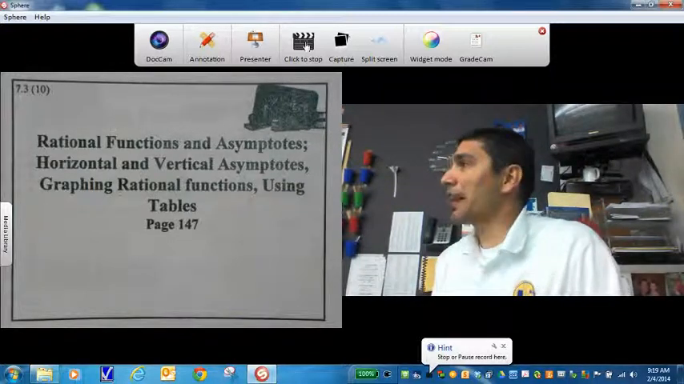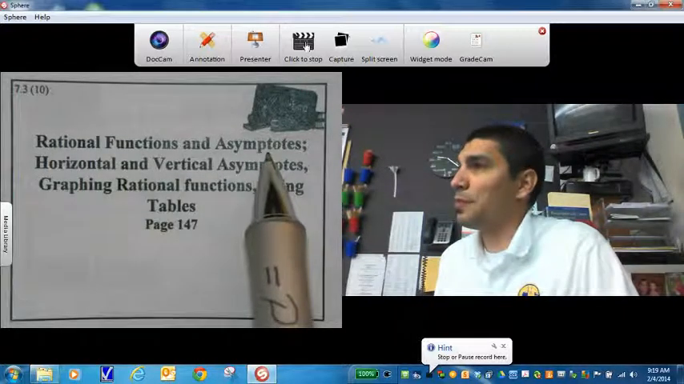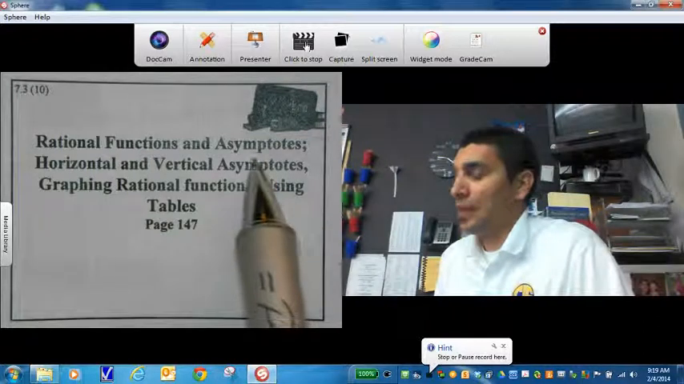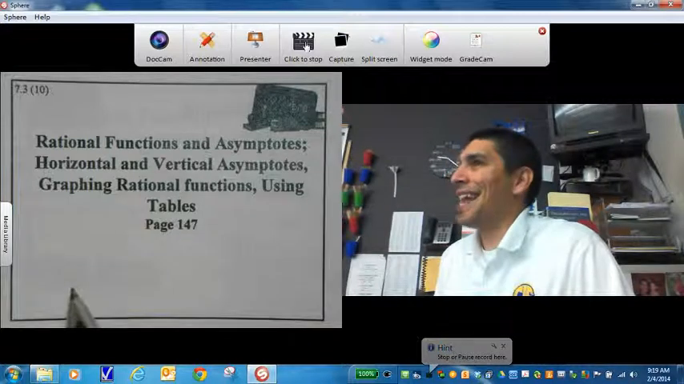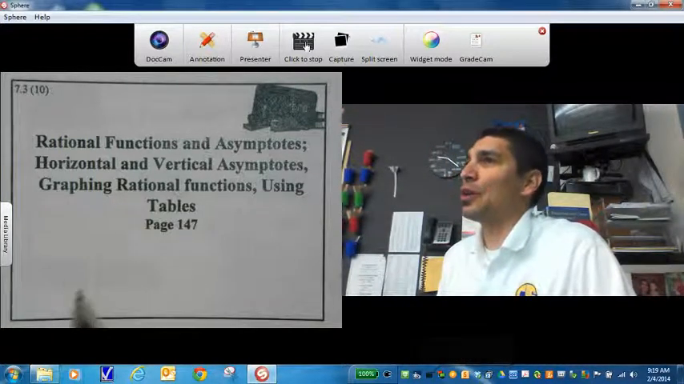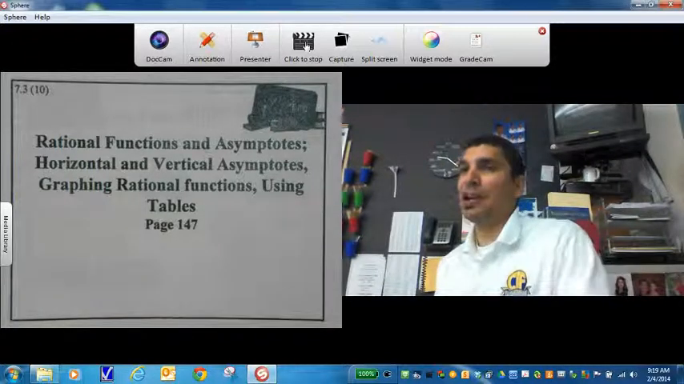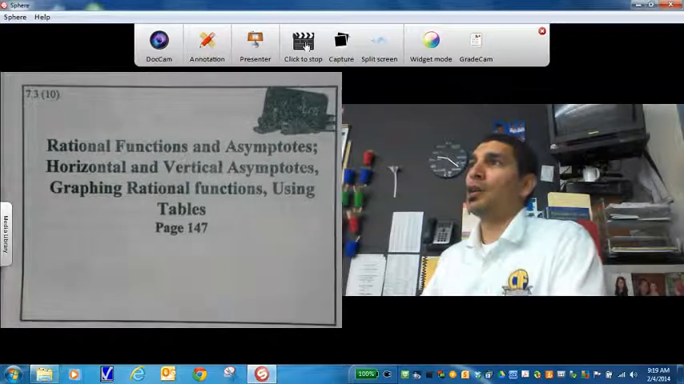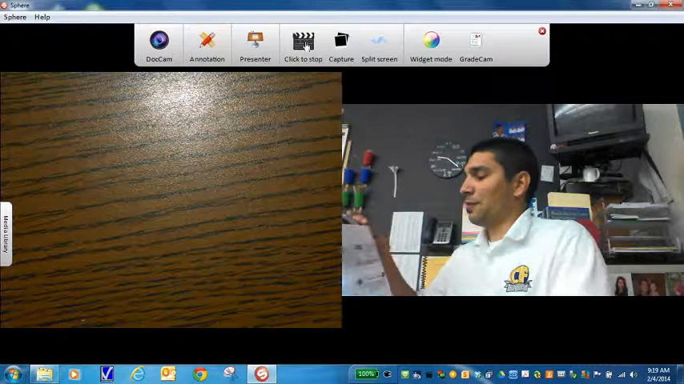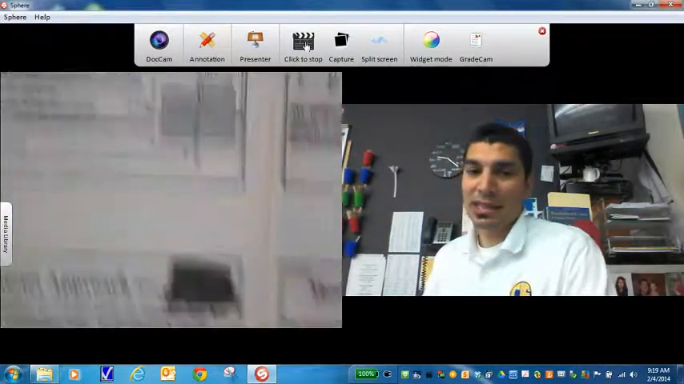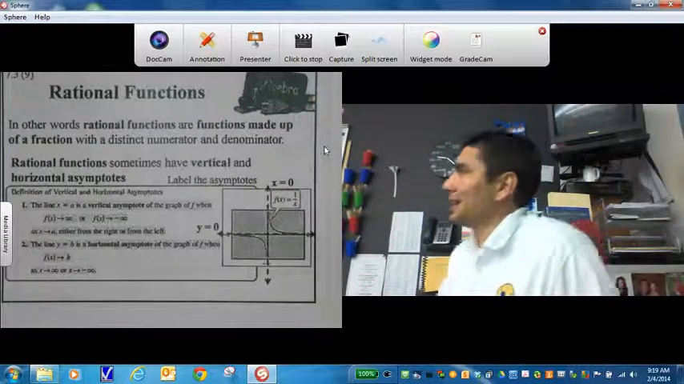What we're going to be talking about in 7.3 is rational functions and asymptotes. You're going to become experts with asymptotes today, whether they're horizontal or vertical, and then how you can use that to graph rational functions. And then we'll talk about how to use a table on your graphing calculators to be able to do all of that information. So let's go with some things that you've already done in 7.1.